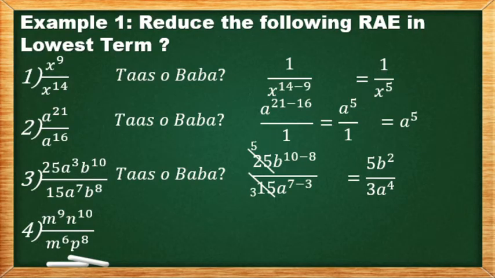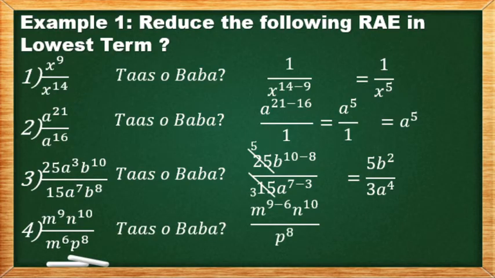Next, sa number 4. Tignan natin. May magkaparehas sila na m. Then, may mas malaking exponent ay yung nasa taas. That's why ang position ni m ay nasa taas lang. Then, ang n, wala silang parehas. And p, wala rin parehas. Assist lang. Kung saan sila nakaposition, doon lang. So, that's why si m lang ang magagalaw natin. So, therefore, taas-baba, nasa taas si m. Subtract the exponent. 9 minus 6 is equal to 3. So, our final answer is m cubed n raised to 10 all over p raised to 8.